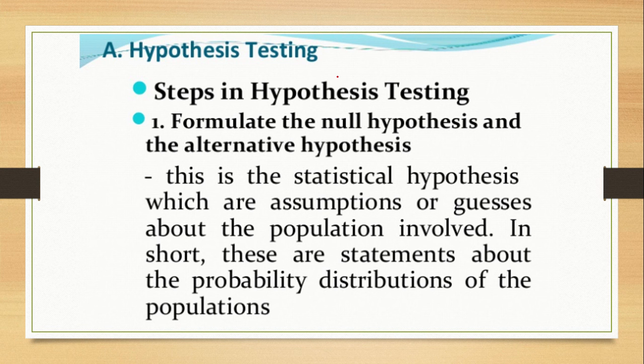Now, hypothesis testing. So, steps in hypothesis testing. Step 1: formulate the null hypothesis and the alternative hypothesis. These are the statistical hypotheses, which are assumptions or guesses about the population involved. In short, these are statements about the probability distribution of the population.